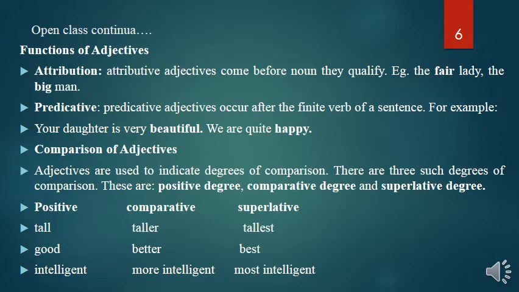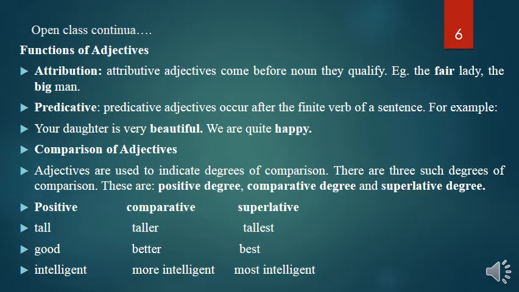And for the superlative, tallest, it is used for a comparison of more than 2 people or things. For instance, Musa is the tallest in the class. That is, there are more than 1 person in the class. Maybe there are 5 up to 10. So when you say tallest, it is a superlative degree. For the good, the comparative degree is better and the superlative is best.